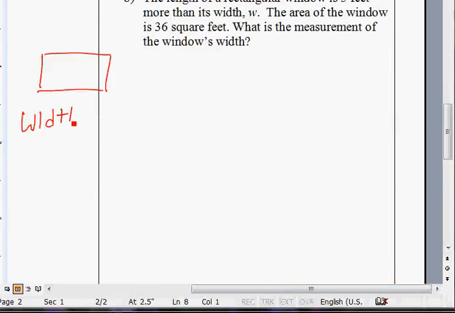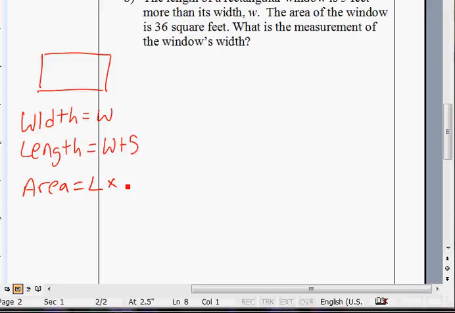Right. So width is equal to W. What we do know about the length is that it's 5 more than W. That would be W plus 5, right? It's 5 more than W. Okay. And you do need to know one more item, and that's the area formula. Area equals the length times width. Okay. So let's label this out. The width is W, length is W plus 5, and the area is 36. Okay. Now let's use this information and create our equation.